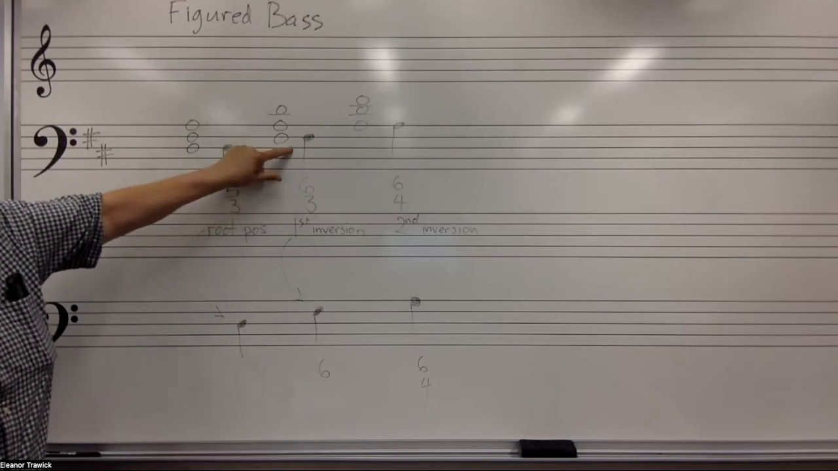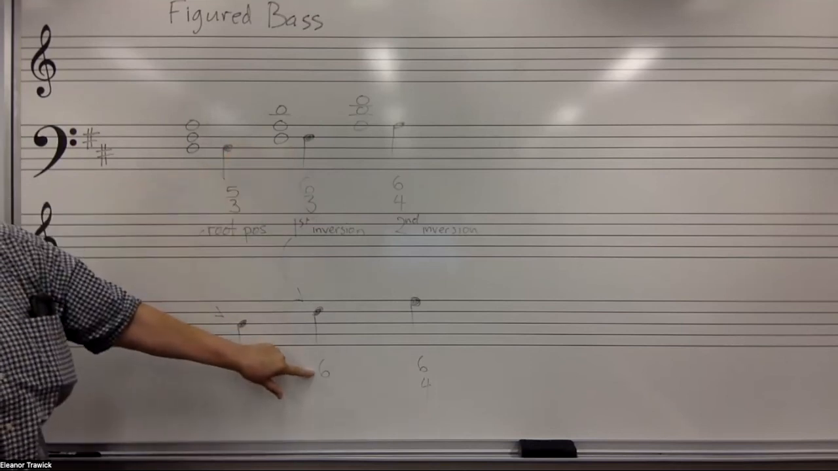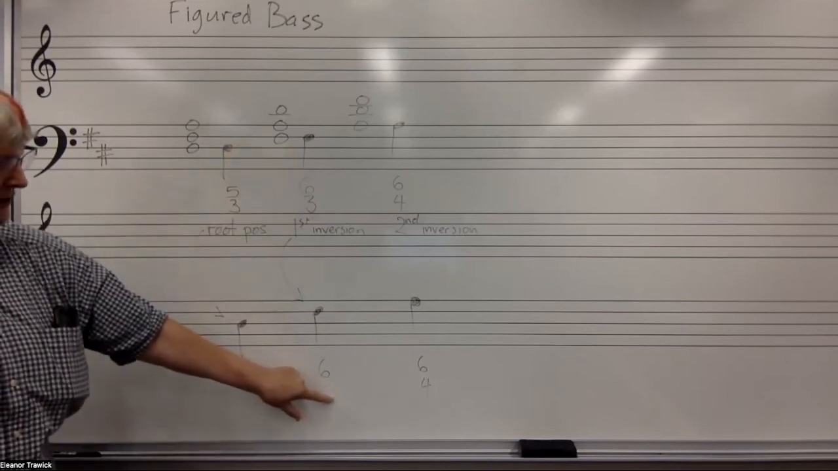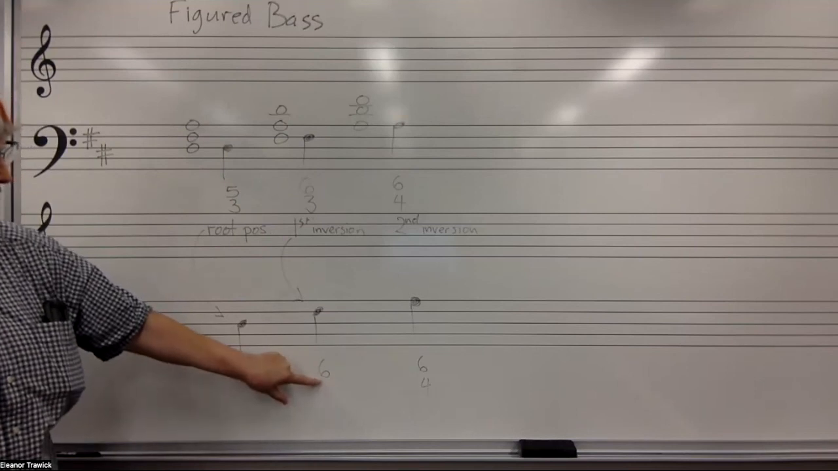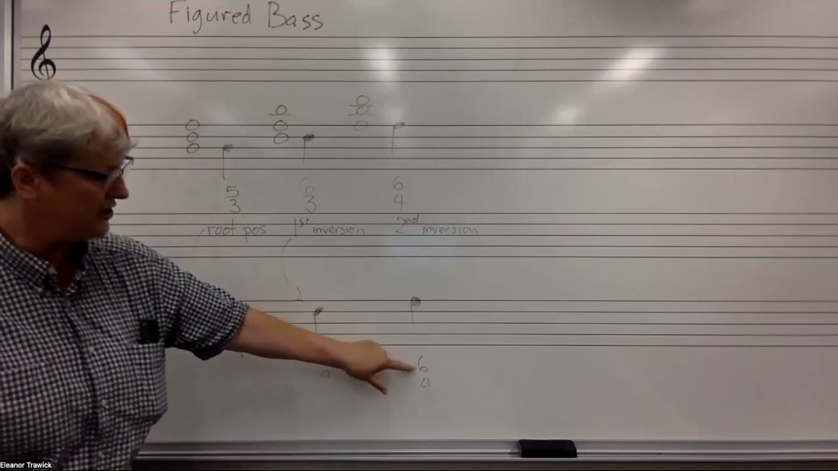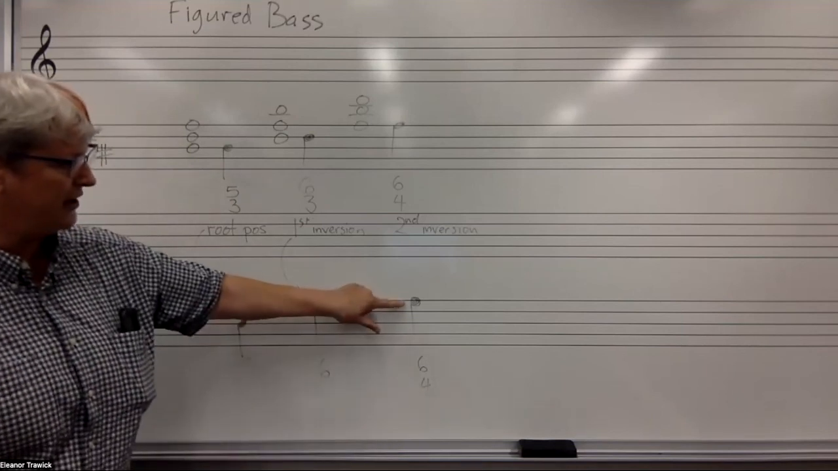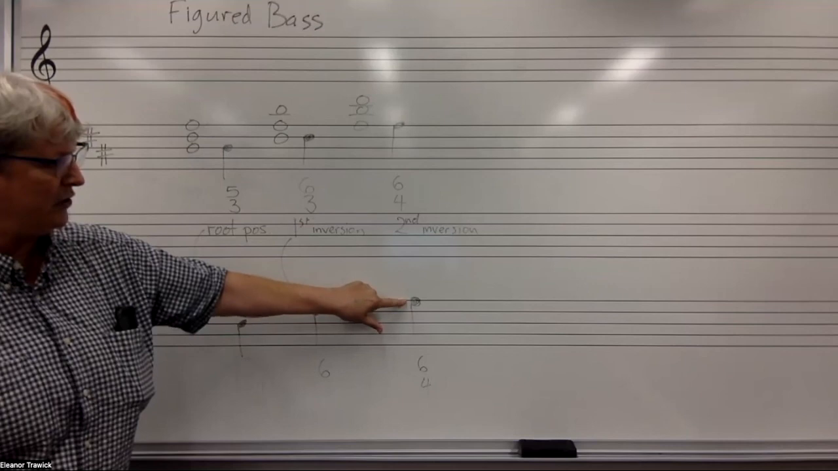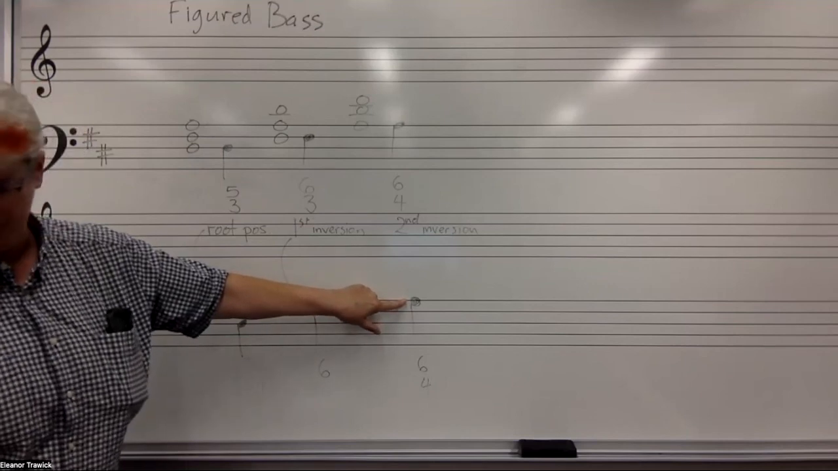6-3 underneath the note means the same thing as just 6. It means that the 3 is invisible here, but it still is a first inversion triad. The bass note is the third of the chord, and when you see a 6 and a 4, you know it's a second inversion chord, and the bass note is the fifth of the chord.